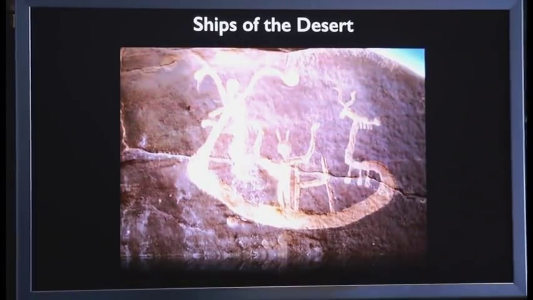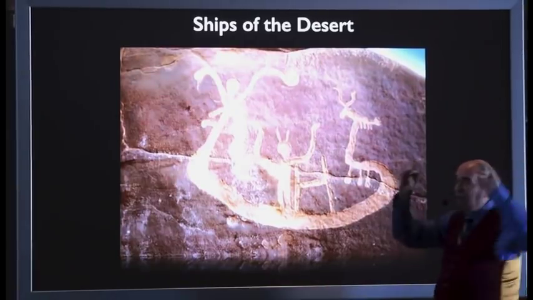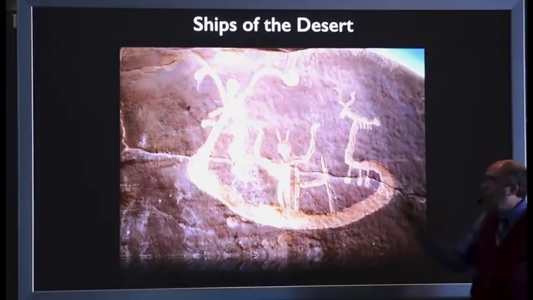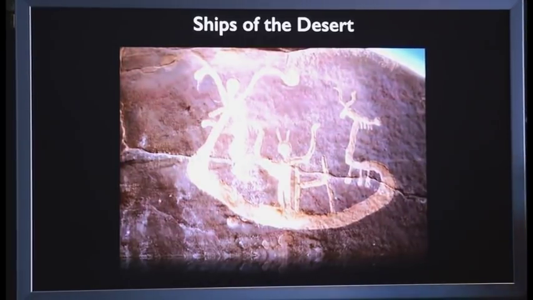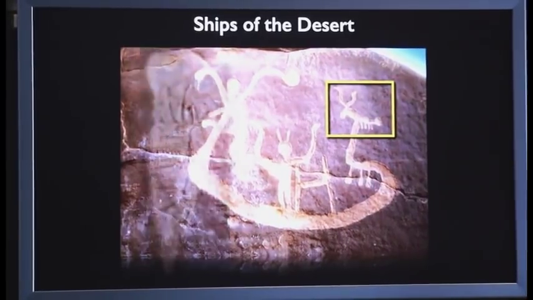So bulls have something to do with it. Figures with raised arms have something to do with it. Figures with plumes on their heads have something to do with this. And there's a central cabin, and we have this typical shape of the type of boat we see in the desert. So there's your bull at the back.